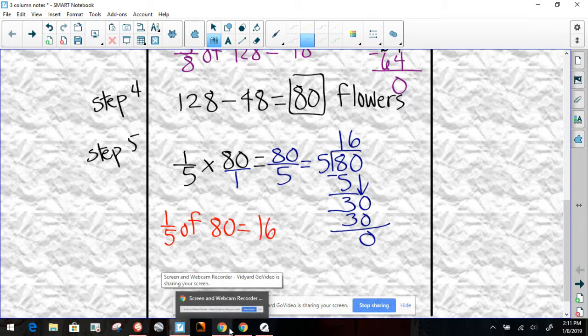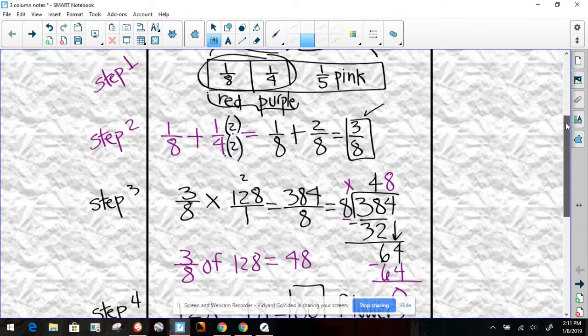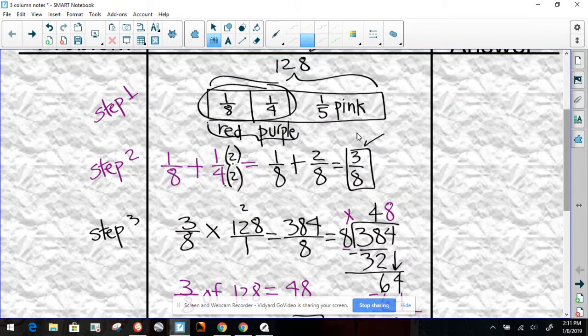So now we can say that they have 16 pink flowers. 1/5 of the 80 remaining flowers equals 16.